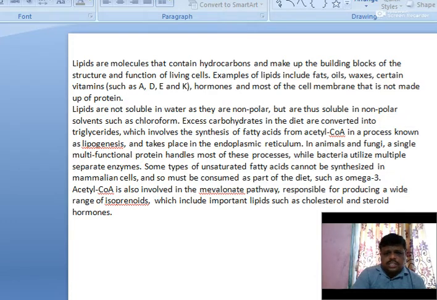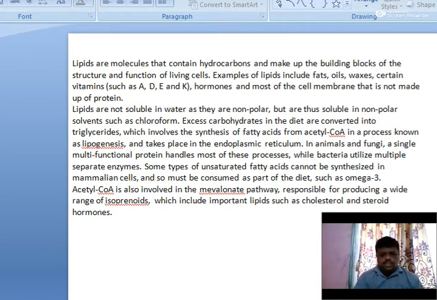Excess carbohydrates in the diet are converted into triglycerides, which involves the synthesis of fatty acids from acetyl CoA, and this process is known as lipogenesis. That is the conversion of carbohydrates into lipids, and it takes place in the endoplasmic reticulum. In animals and fungi, a single multifunctional protein handles most of these processes, while bacteria utilize multiple separate enzymes. So this is a few more information regarding the lipids.